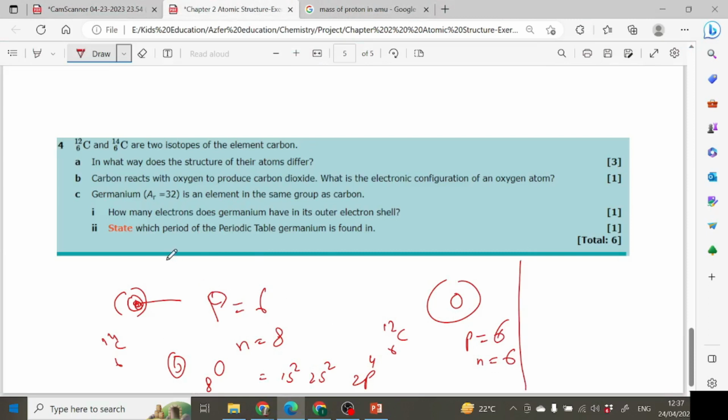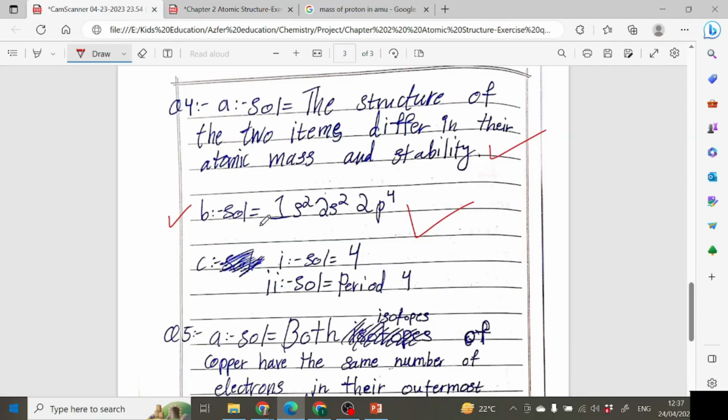Option C, germanium is an element in the same group as carbon. How many electrons does germanium have in its outer shell? So it's in group 4, so it must have 4 electrons in the outer shell, like carbon also has 4 electrons in the outer shell. State which is option 1, part C, option 1. So the student says that, okay, the student is correct.